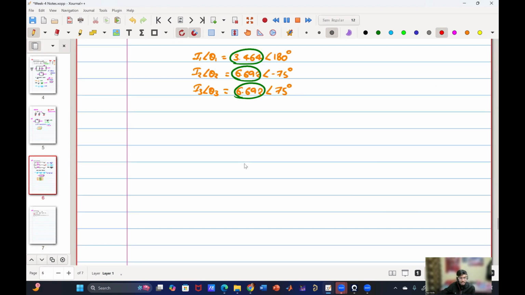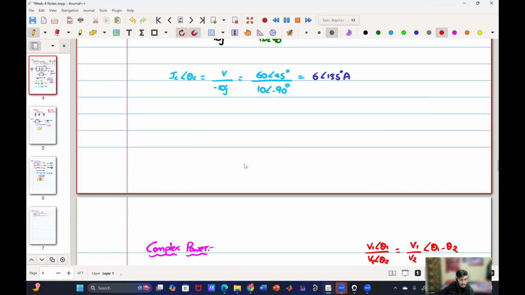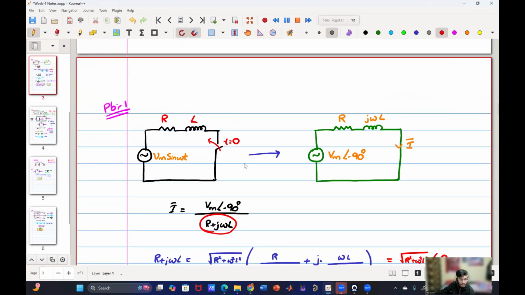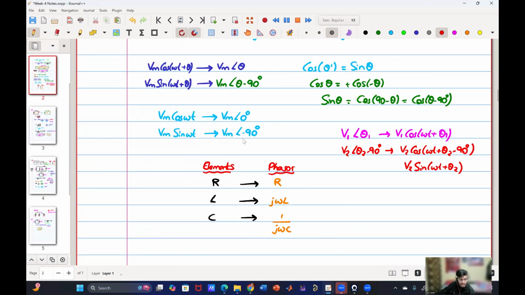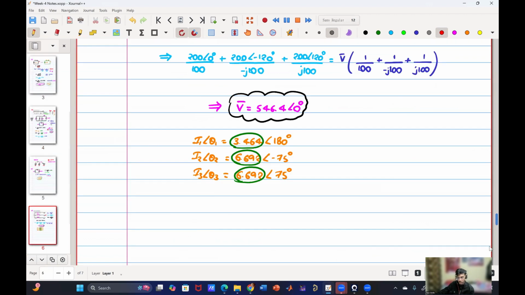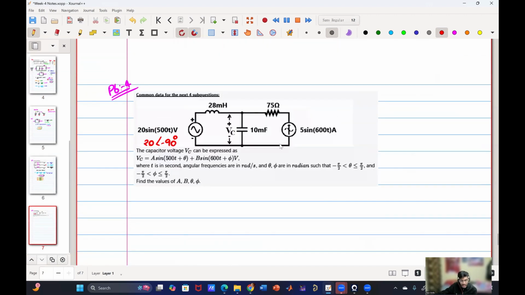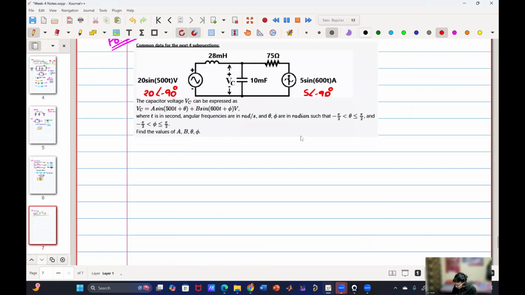So let us go back. Vm sine omega t is Vm at minus 90 degrees, which is what I am following now. So this is 20 angle minus 90 degrees. This is also 5 angle minus 90 degrees. First I'll consider the voltage source. When I consider the voltage source, what happens to the current source? Anyone? Current source open circuit. Yes.